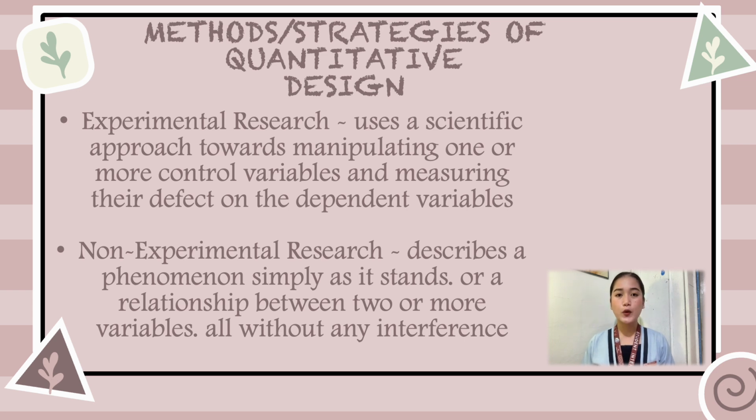Experimental research uses a scientific approach towards manipulating one or more control variables and measuring their effect on the dependent variables. Think of experimental research like a carefully controlled experiment in a science lab. The goal is to understand cause and effect relationships. It's all about the testing of hypotheses, a specific prediction about how things will work.